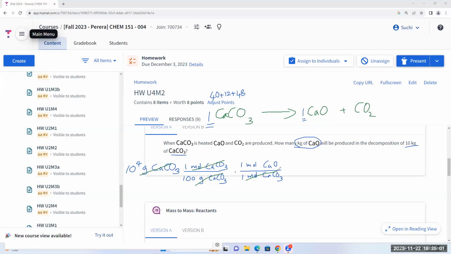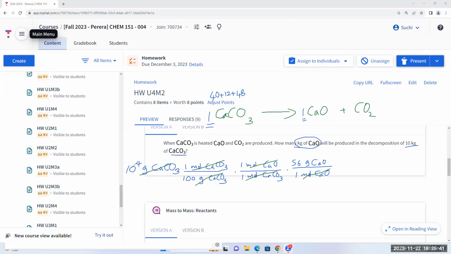I want the mass of calcium oxide, so I want to cancel out the moles of calcium oxide. To do that, I use the molar mass of calcium oxide. I write in the denominator 1 mole of calcium oxide. Calcium is 40, oxygen is 16, and 40 plus 16 is 56. So 1 mole of calcium oxide is 56 grams of calcium oxide. When I do that, I can cancel out moles of calcium oxide, and I am left with grams of calcium oxide.